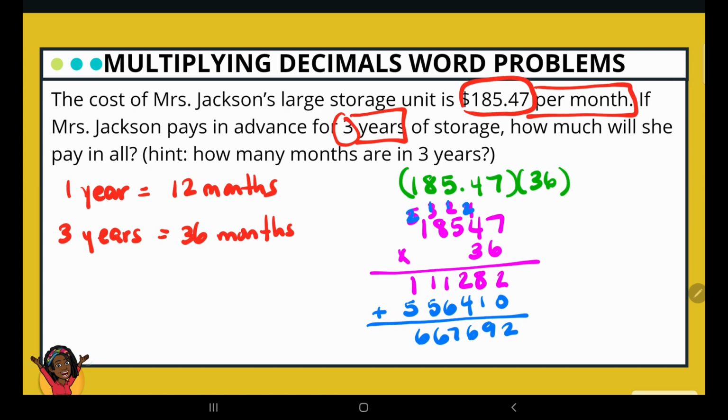Now we'll go ahead and count the number of decimal places we have in our original number. So there's 1, 2. Let's use a different color. 1, 2 in the original number. So we're going to move that many places in our answer. So here we see that our answer is $6,676.92. So after 3 years, Mrs. Jackson would have paid $6,676.92 for her large storage unit.